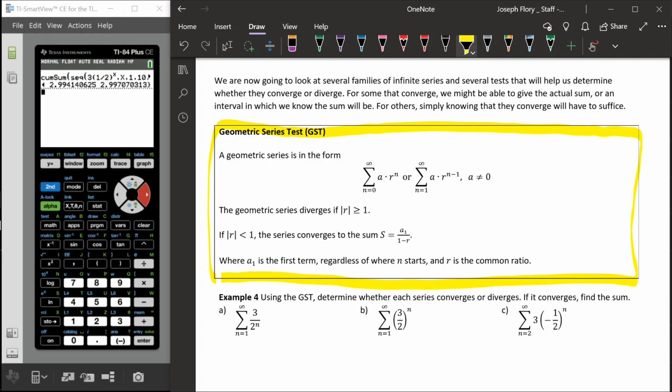A geometric series is in the form of sigma notation of n equals 0 to infinity of a times r to the n, or from 1 to infinity of a times r to the n minus 1, where a doesn't equal 0. The geometric series diverges if the absolute value of r is greater than or equal to 1. And if the absolute value of r is less than 1, then the series converges to the sum s equals a sub 1 over 1 minus r. That a sub 1 is just that initial term.